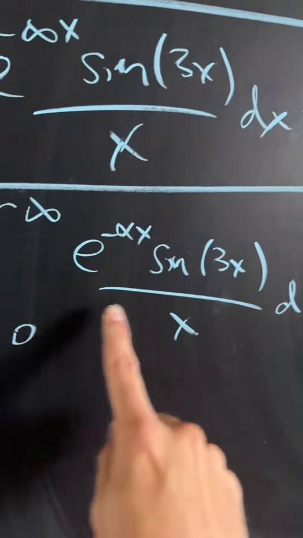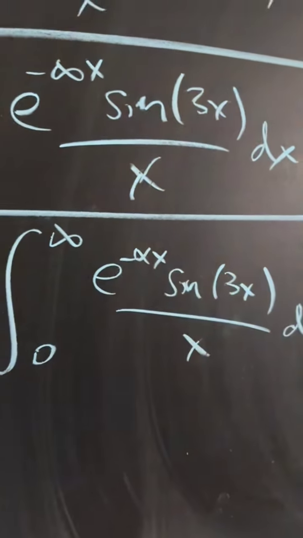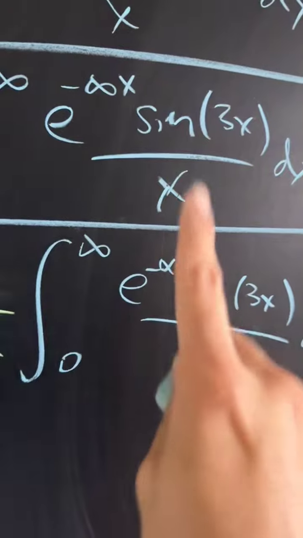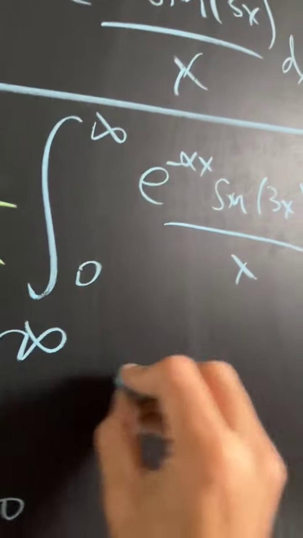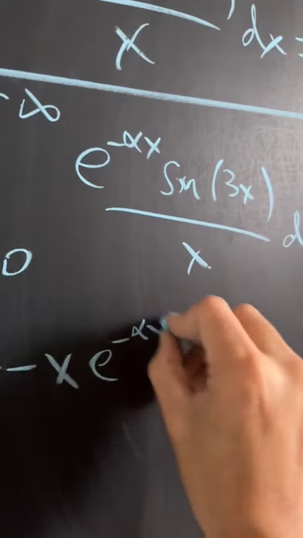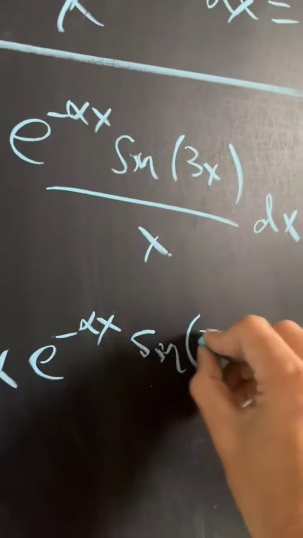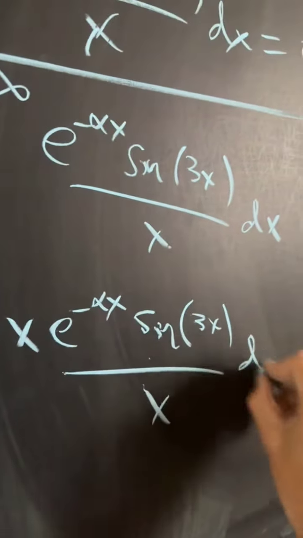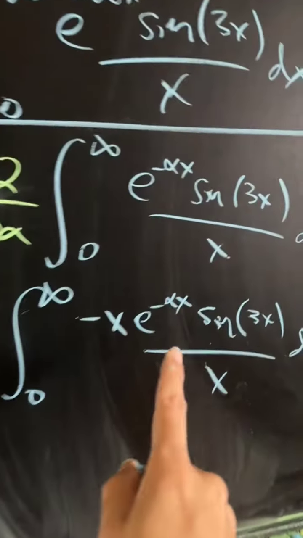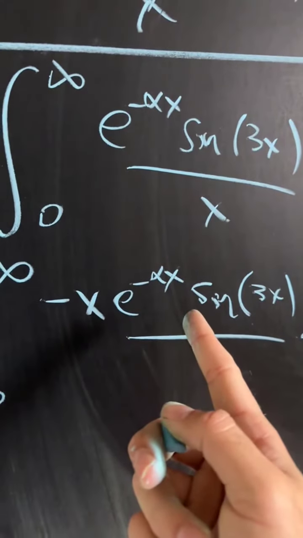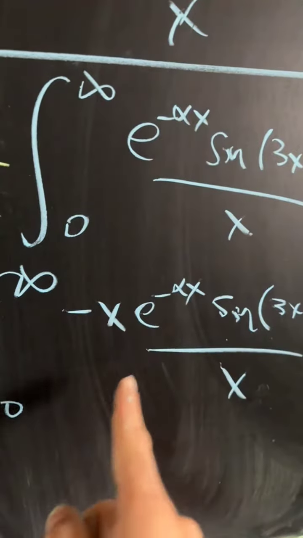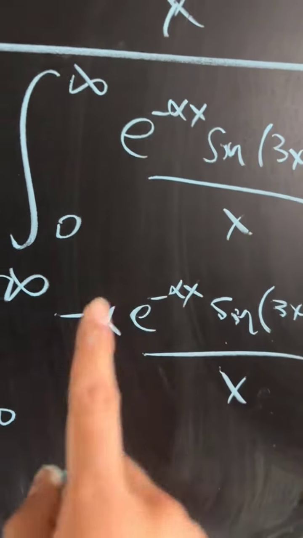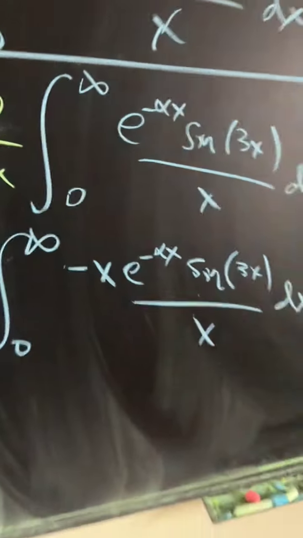So we're really just gonna take the derivative of this and then multiply this entire thing. When you take the derivative of this with respect to alpha, you're gonna get the integral from 0 to infinity of negative x e to the negative alpha x sine of 3x over x dx. Definitely practice with that because again, alpha is the variable, x is the constant. So if this was like 2 alpha, then the derivative would be negative 2 in this case.